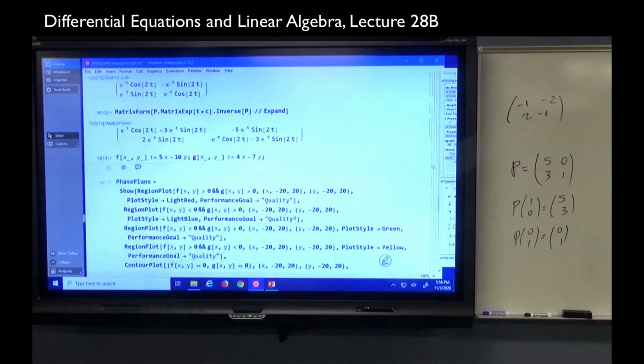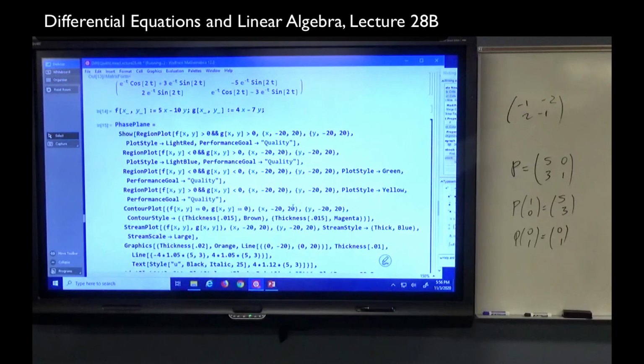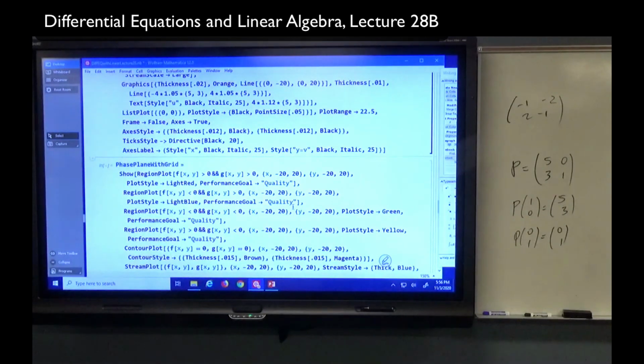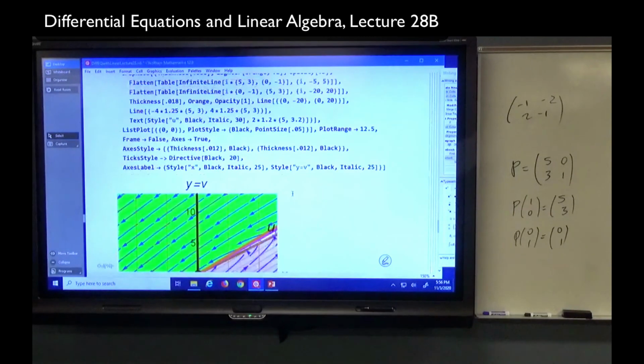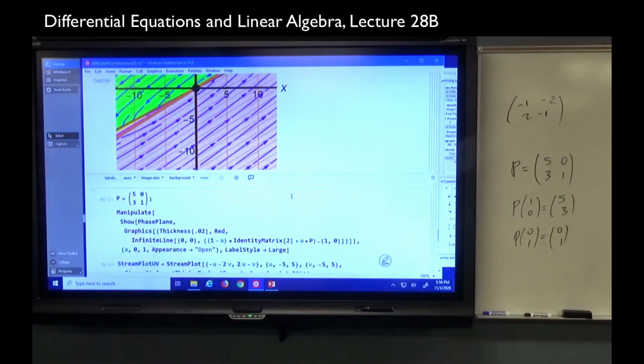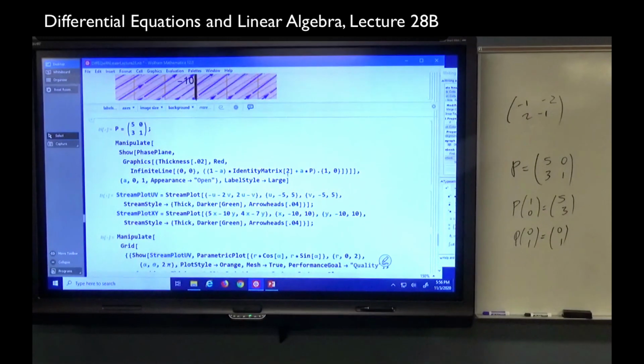I'll point it out as the last thing we do. Here's a static phase plane, like I just showed you. Here's a phase plane with the grid in there. And let's now animate this in two ways. I have emphasized recently that there's two ways to visualize this.